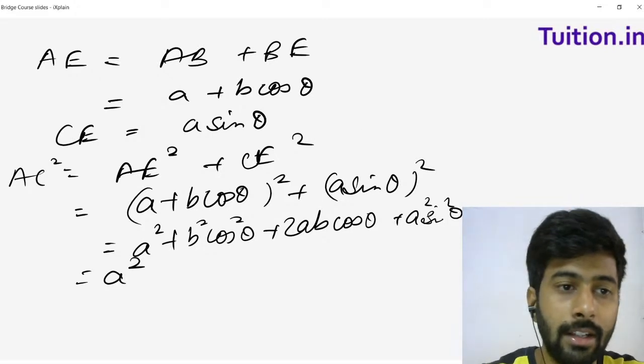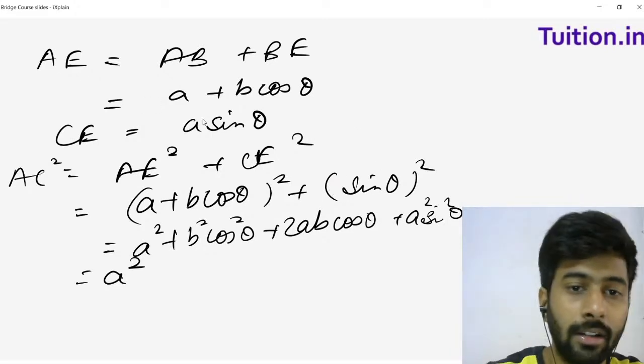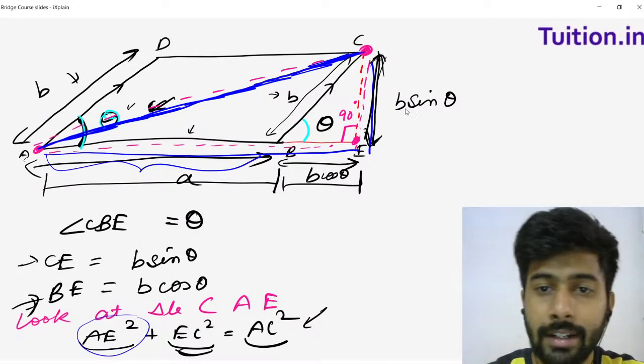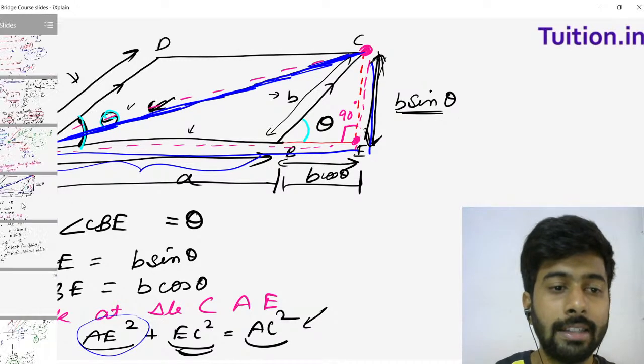Oh, sorry, this is not A sine theta, this is B sine theta. The CE is B sine theta. Look at it. It's my mistake. I wrote it wrongly from the previous slide. This is B sine theta, CE. Okay, not A sine theta.